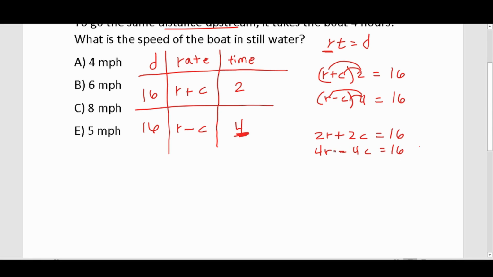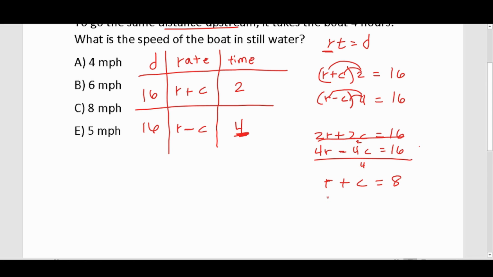Now I'm going to simplify these equations a little bit further. That is, I'm going to divide everything in the top equation by a common factor of 2. And I'm going to divide everything in the second equation by a common factor of 4. So everything is going to be divided by 2, and everything is going to be divided by 4. 2R divided by 2 is just R. 2C divided by 2 is just C. 16 divided by 2 is 8.